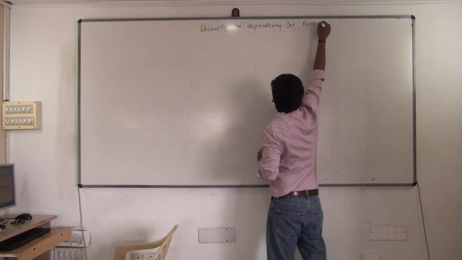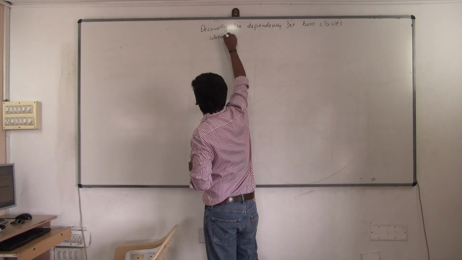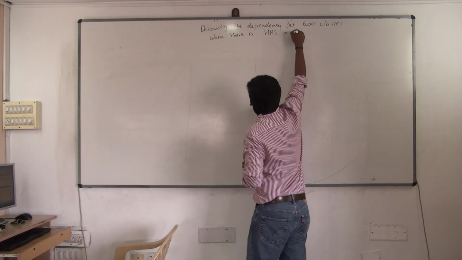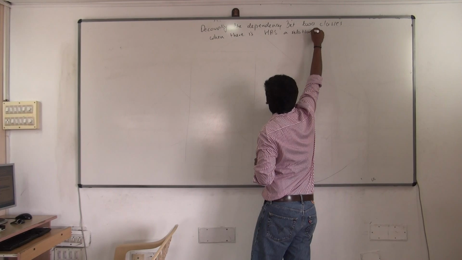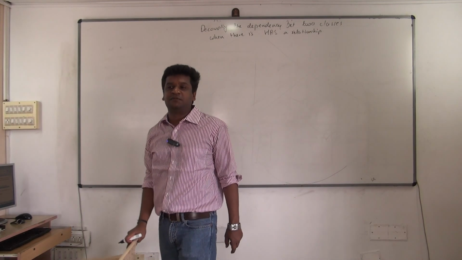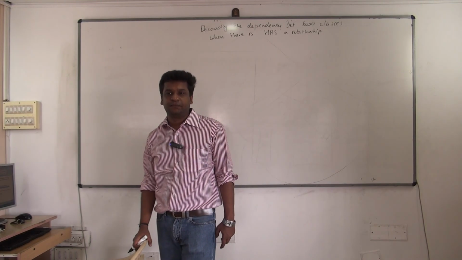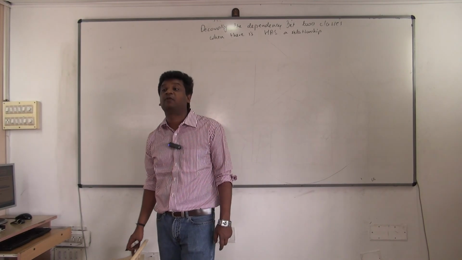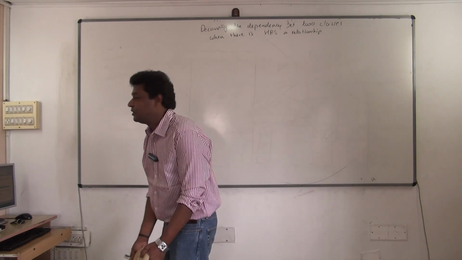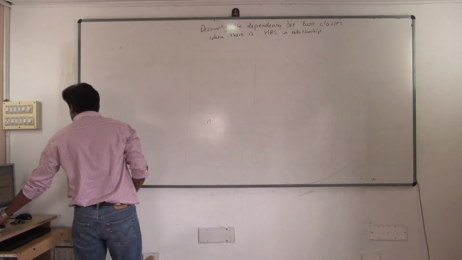Decoupling the dependency between two classes. When there is a has-a relationship, very important subject. Okay, when there is a has-a relationship, generally what do you do? You go for instance variables, no? Generally when there is a has-a relationship, you go for instance variables. Let's see now. So let's take the same hierarchy here that we had. We are having what hierarchy?